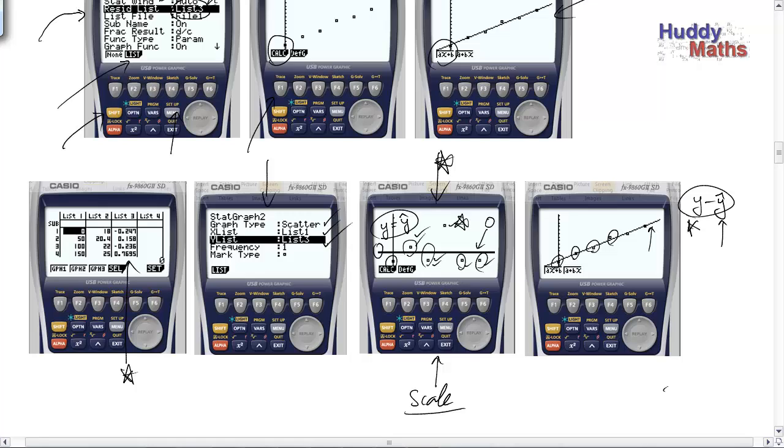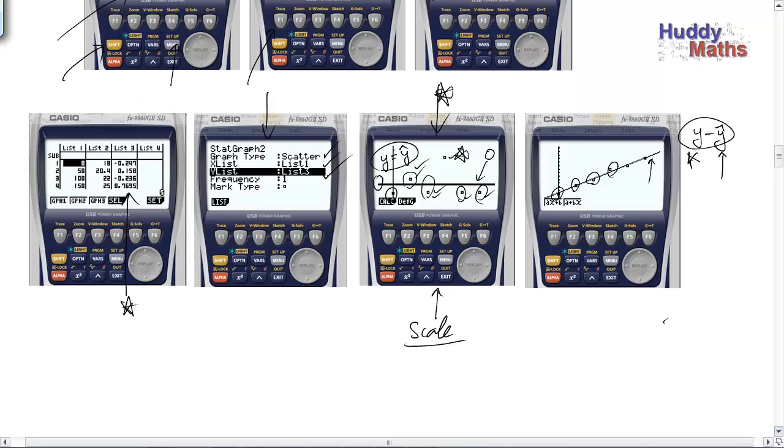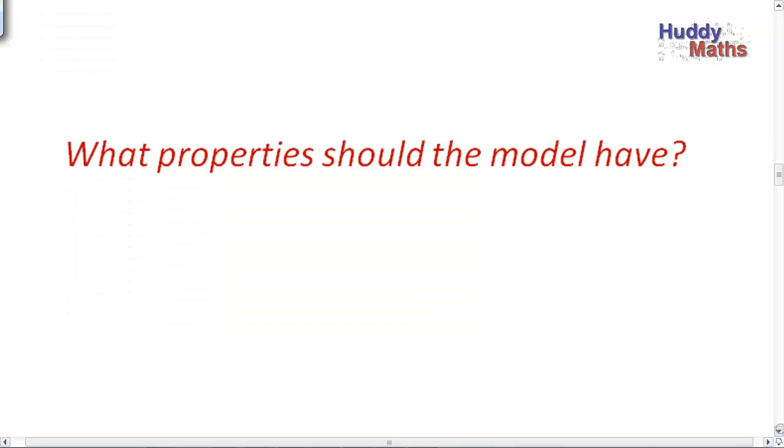You don't want too many points too far away from the model. Okay, you get the idea. It's starting to build up. This is really a concept for a Year 12 course, so hopefully you can get hold of that so you understand it better later on. Let's go down now and have a look at this question. A red hot burning question here for you. What properties should the model have?